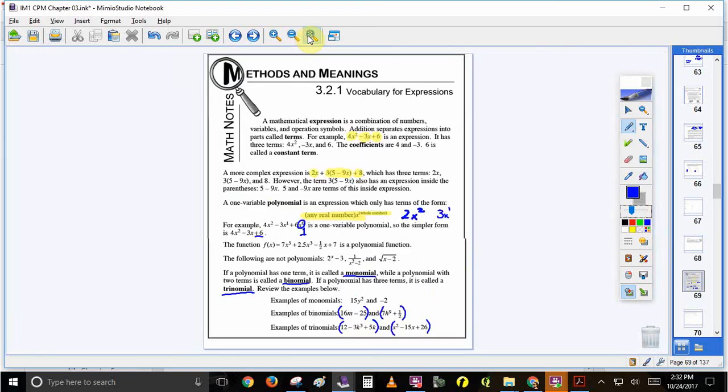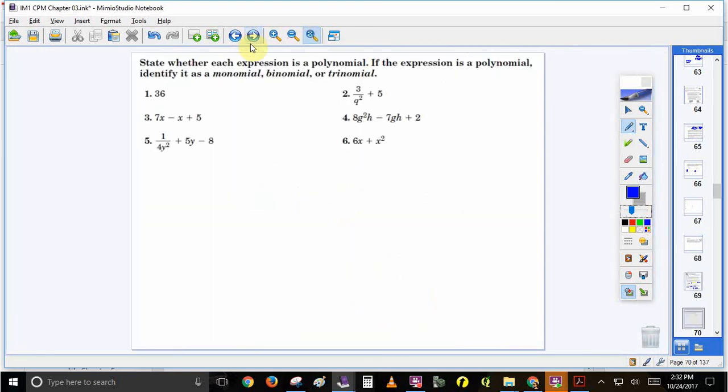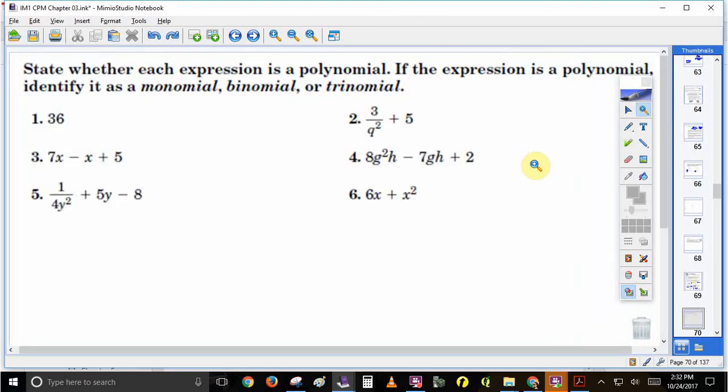On the next slide, guys, I have 6 little questions for you to answer here. So on these 6 problems, state whether each expression is a polynomial. It might not be. If it's not, tell me why. If the expression is a polynomial, identify it as a monomial, binomial, or trinomial.